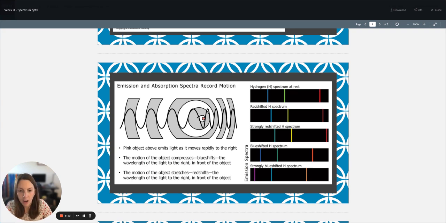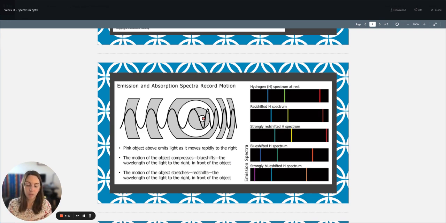So this pink object here is moving to the right. If we were standing to the right of this pink object, say it's a star, if we were to the right of this star and the star was moving towards us, the light waves that are being emitted by the star would get compressed and they would become more blue. So they would blue shift.